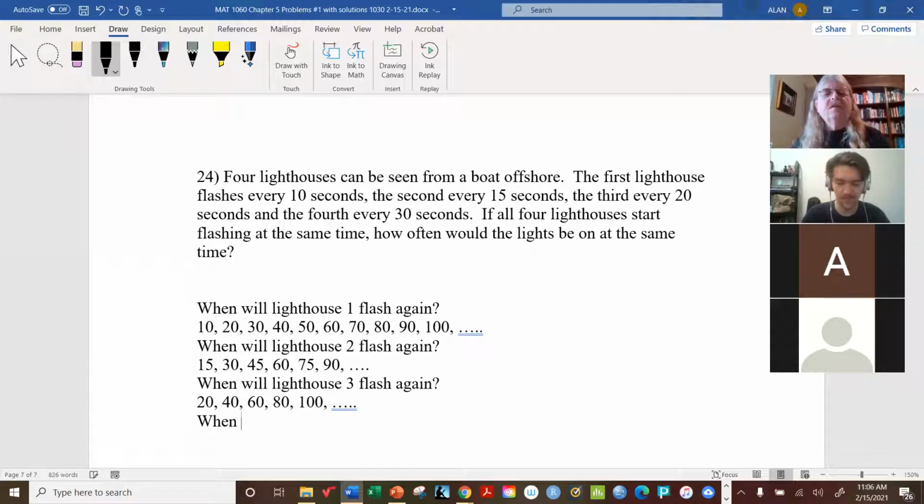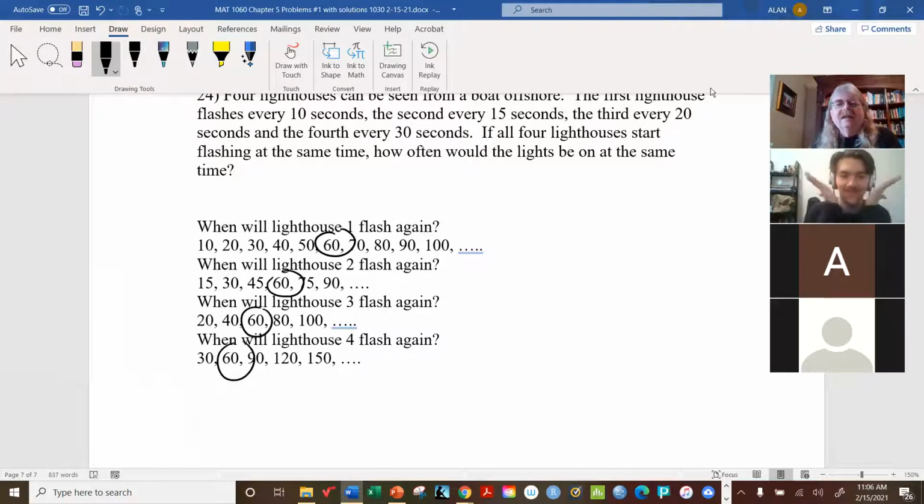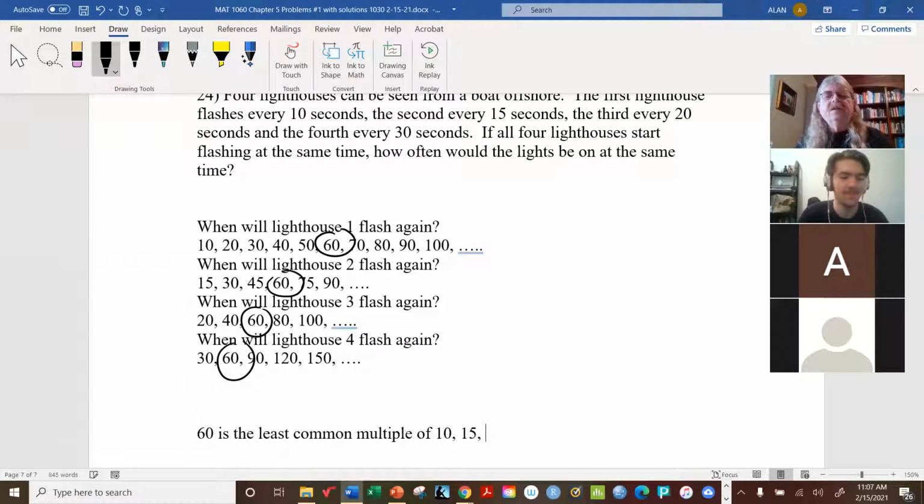And then when will lighthouse 4 flash? They're going off every 30 seconds. 30, 60, 90, 120. And you can see what do they all have in common? Every 60 seconds, they'll all flash at the same time. So in other words, because this is the least common multiple, 60 is the least common multiple of 10, 15, 20, and 30.